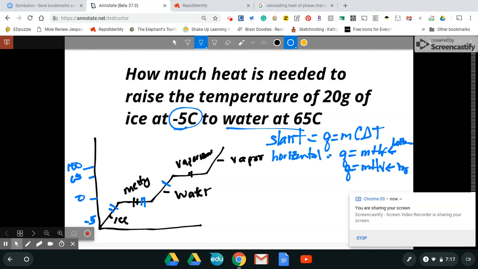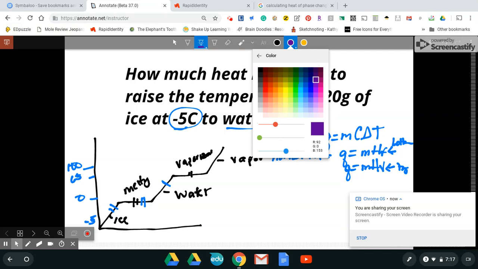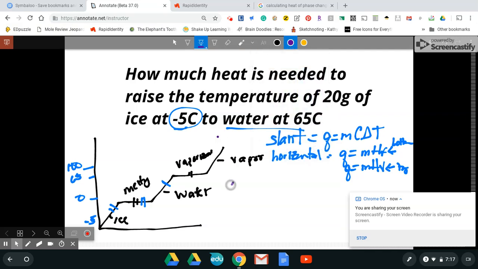All right, so if we put in these different ones, let's look at what our total heat needed would be. All right, so we're going to start. I'm going to start here with ice. Okay, it says that I've got 20 grams, so my mass is 20. I've got, remember, the specific heat of ice is 2.05, and I've got a temperature change of 5. All right, that's going to be my first calculation.